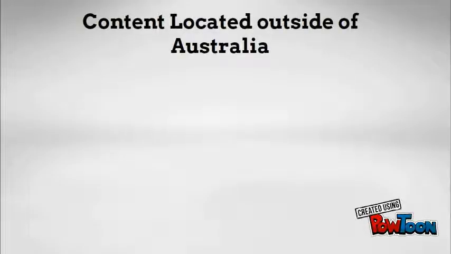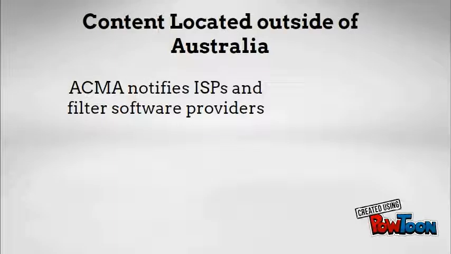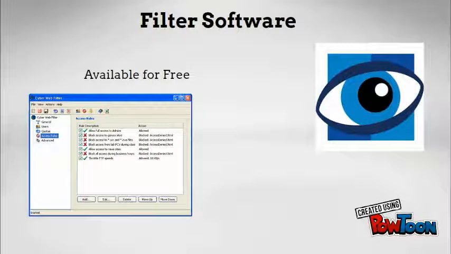Where prohibited or potentially prohibited content is hosted outside of Australia, the Australian Communications and Media Authority notifies filter software makers accredited by the internet industry in accordance with the code of practice in place under Schedule 5. The filters are made available by internet service providers to their customers for free or on a cost recovery basis.